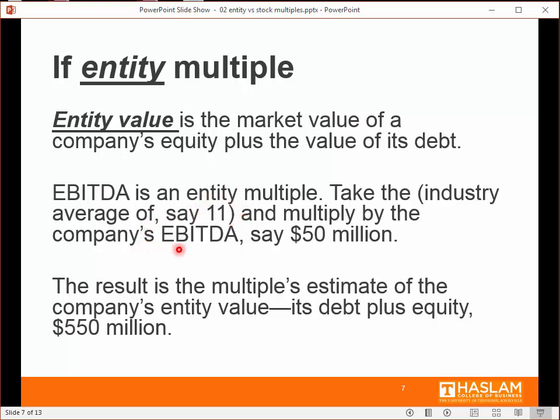Multiply it by the company's EBITDA, say $50 million. And so enterprise value to EBITDA of 11 multiplied by $50 million would give us a multiple estimate of entity value of, in this case, $50 million multiplied by the industry average of 11, or $550 million. That would be the company's debt and equity together, its enterprise value.